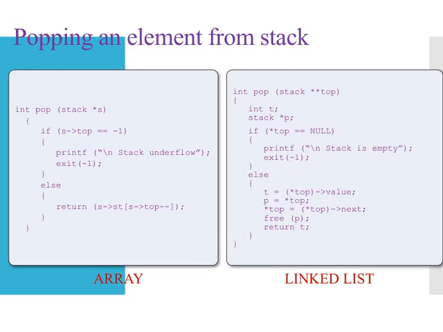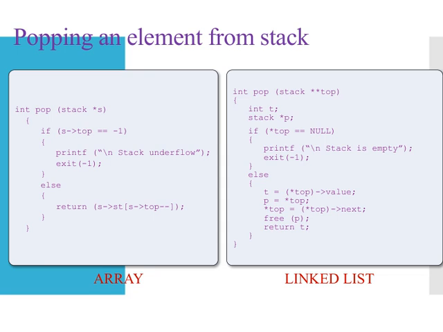Now let's look at how we pop an element from a stack. In the array implementation, the pop function checks if the stack is empty by seeing if the top index is -1. If it is, we display a message indicating a stack underflow and exit the program. Otherwise, we return the element at the current top position and then decrement the top index. This way, we're effectively removing the element from the stack.